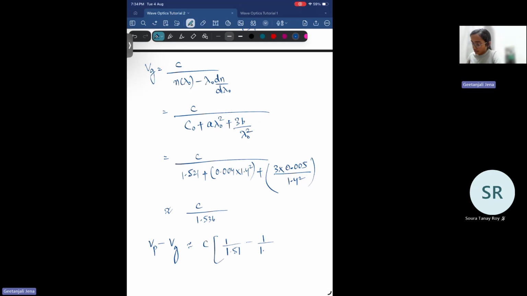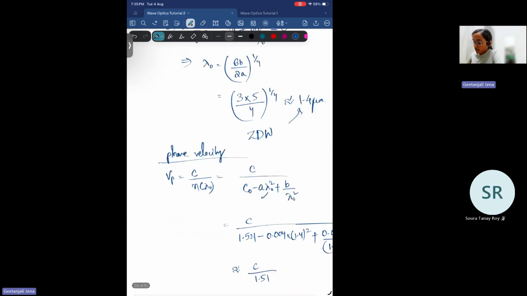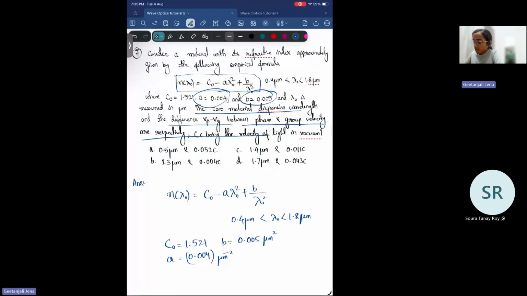And if you want to calculate the difference between VP and VG, this will be C times (1.51 minus 1.536), which is quite low. This is 0.0112C. So the difference is 0.0112C and the wavelength is 1.4 micrometer. So the answer would be option C. So is the solution clear to you? Or do you have any doubt in any of these steps?